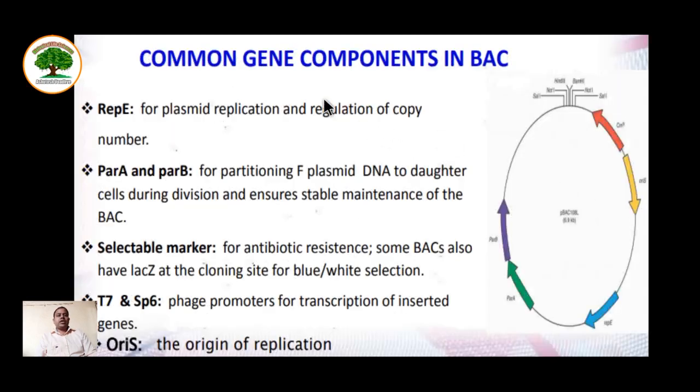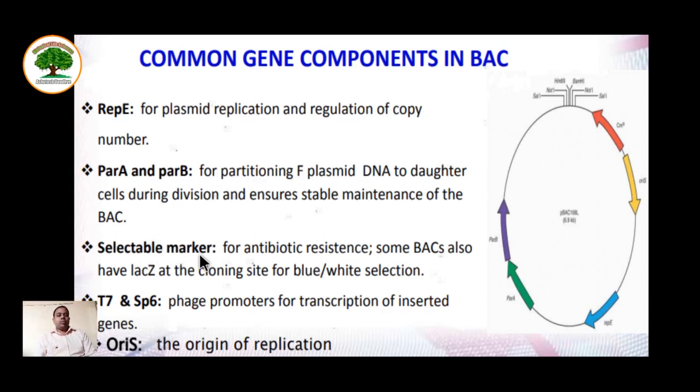So let's see the common gene components present in BAC. There is the repE gene. This is required for plasmid replication and regulation of the copy number. Meaning the number of BAC copies in the bacteria is regulated by this gene. Then there are two genes called parA and parB. They are for partitioning F plasmid DNA to daughter cells. Meaning equal division of the F plasmid should happen while the cell is dividing. It ensures the stable maintenance of BAC inside the offspring bacteria that are produced.